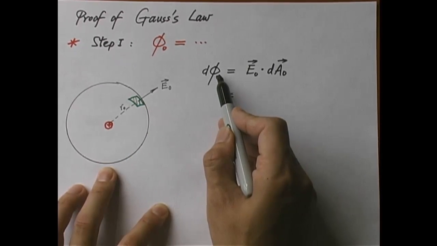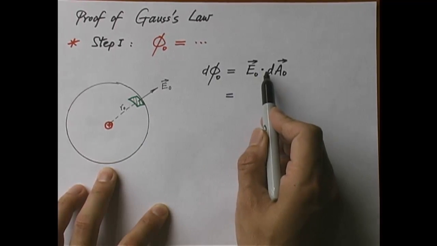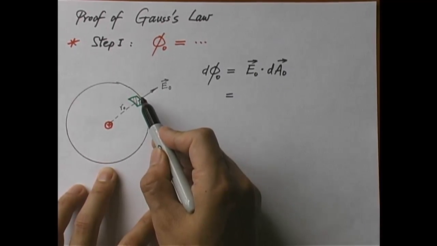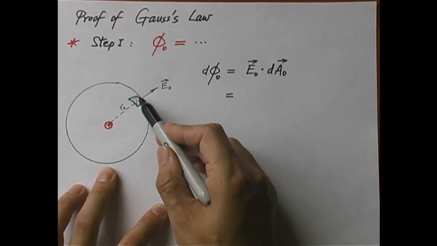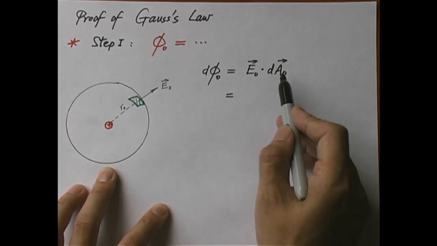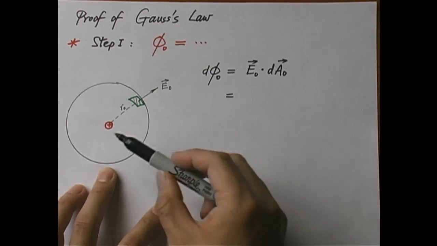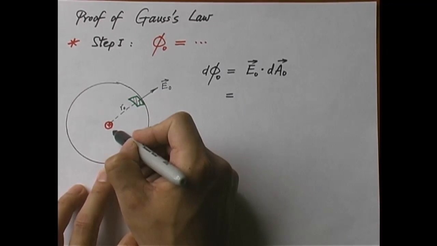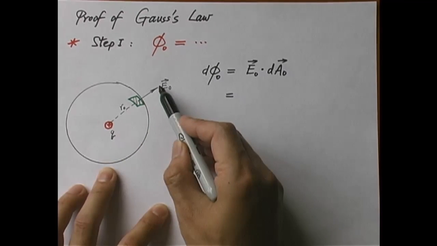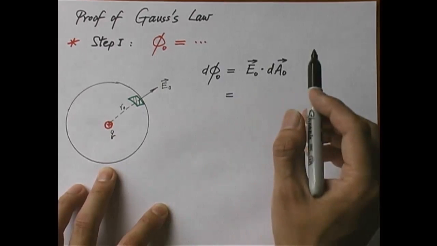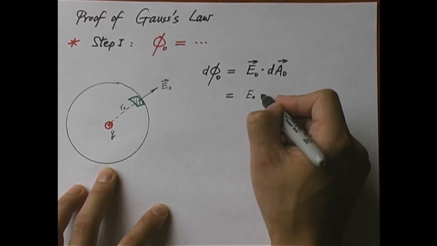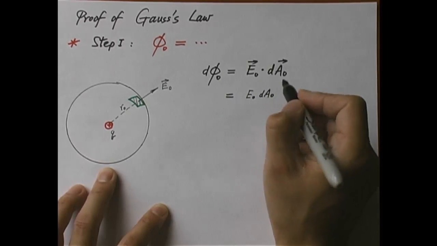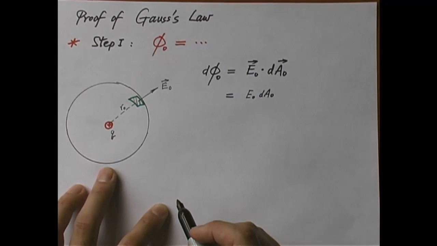And what's d phi naught? What's the flux through this little patch? E naught dot dA naught. Again, E naught is the electric field on the surface of this particular Gaussian surface, the spherical surface. dA naught is this little area. You'll notice that if the charge q is positive, then E naught and dA naught both point radially outwards, so they're in the same direction. So E naught dot dA naught is just equal to E naught times dA naught, right? Because the angle between them is 0.